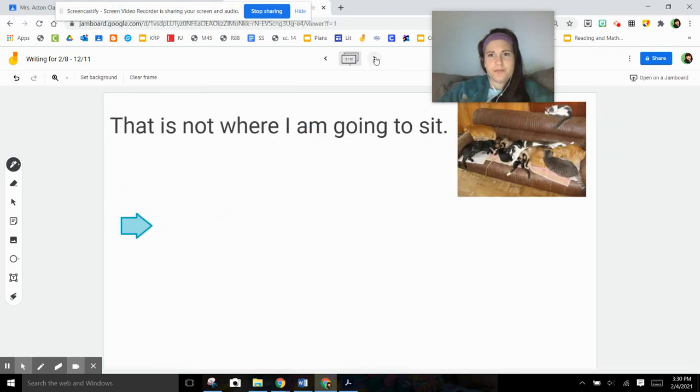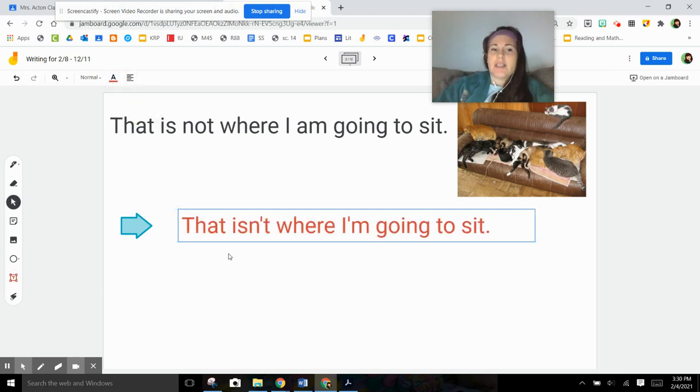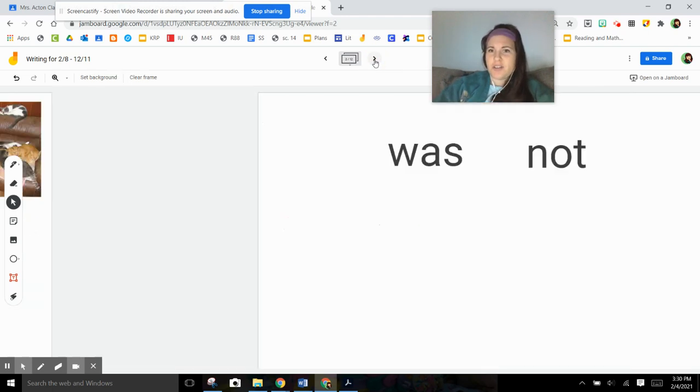They're kind of trickier. So basically what we're going to do is turn sentences like, that is not where I am going to sit. I'm not going to sit on that couch with all that cat hair. Are you crazy? You're going to change that sentence into something that says, that isn't where I'm going to sit. It just sounds more like you're speaking to a person rather than you're trying to be all proper. That is not where I'm going to sit. Just sounds more like somebody's talking to you.